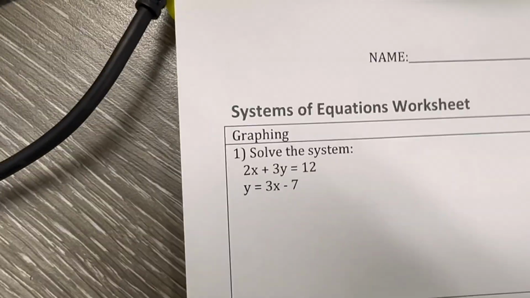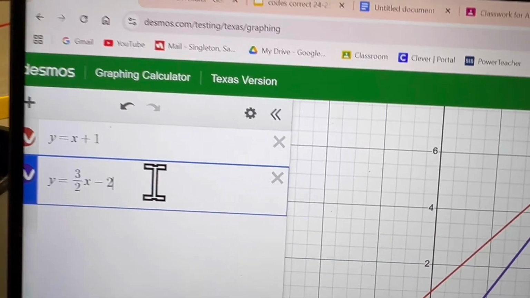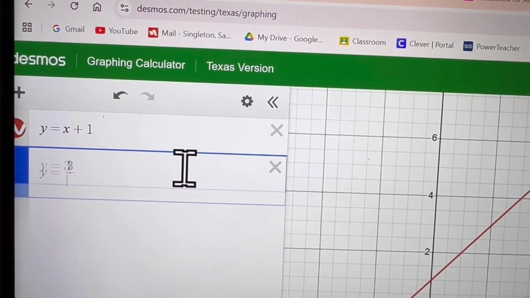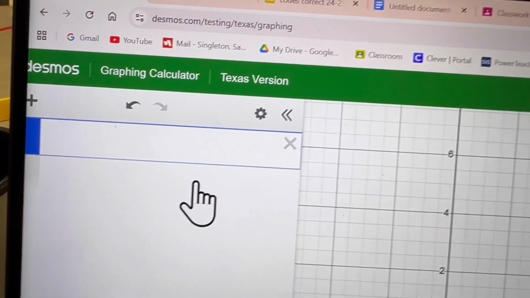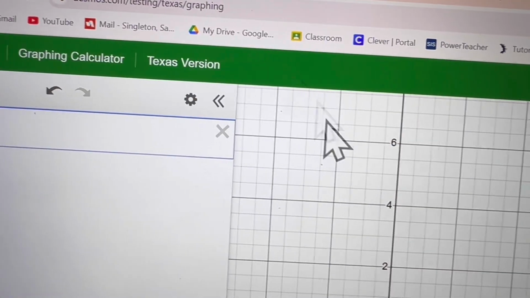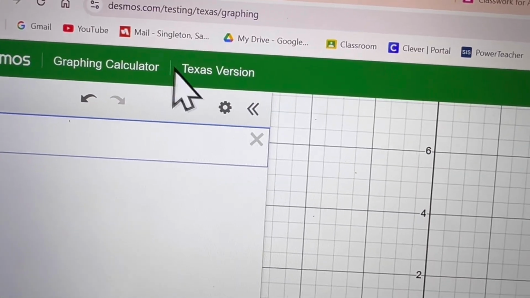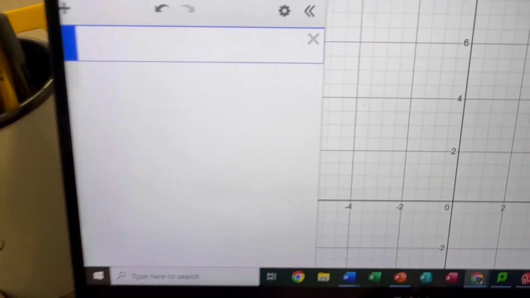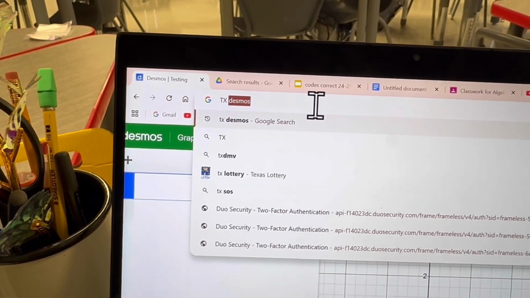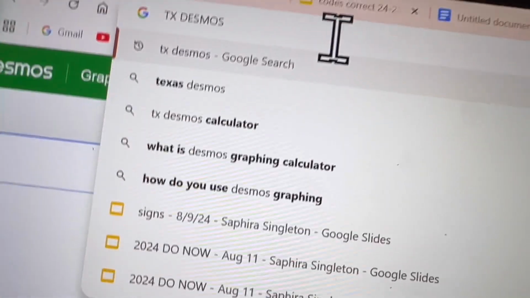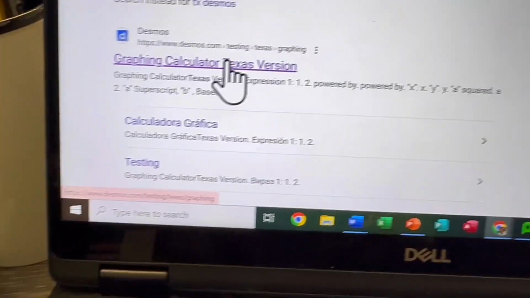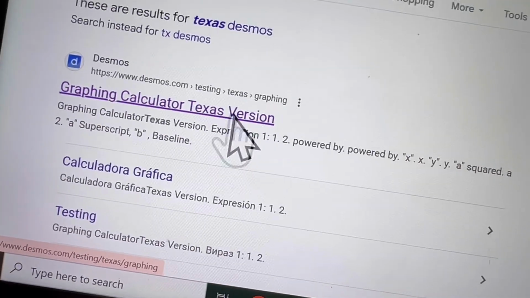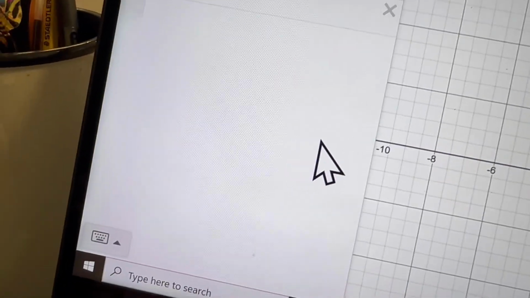So let's go ahead and graph 2x plus y equals 12. Make sure you are in Texas Desmos. You have to be in Texas Desmos. Google Texas Desmos, the green one only, not the black one. Go to TX Desmos and click on the first link. It has to be the Texas version. You cannot be on the black one.